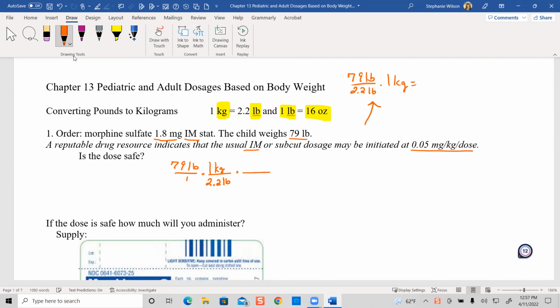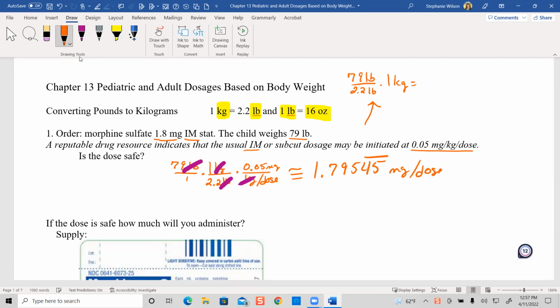And then I'm going to multiply this by that 0.05 milligrams per kilogram per dose. And I'm going to say, okay, my pound reduce, my kilogram reduce. Now I'm left with milligrams per dose. And now let's multiply it out. So we got 79 times 0.05 equals, and then that's going to be divided by that 2.2. So it gives me 1.795454 repeated milligrams per dose.